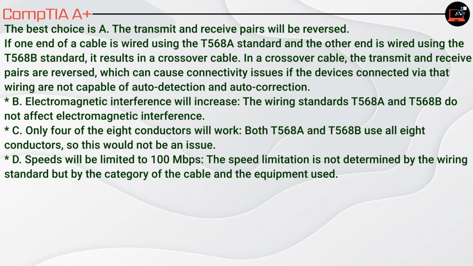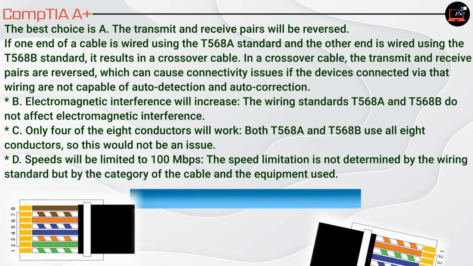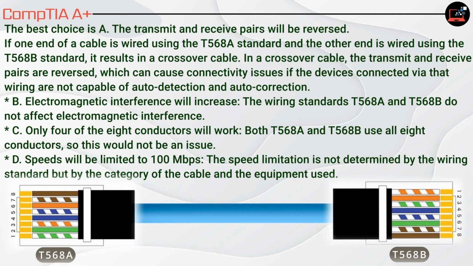The best choice is A. The transmit and receive pairs will be reversed. If one end of a cable is wired using the T568A standard and the other end is wired using the T568B standard, it results in a crossover cable. In a crossover cable, the transmit and receive pairs are reversed, which can cause connectivity issues if the devices connected via that wiring are not capable of auto detection and auto correction.